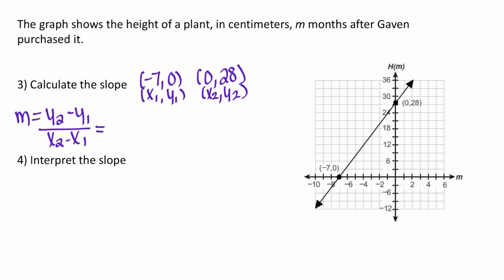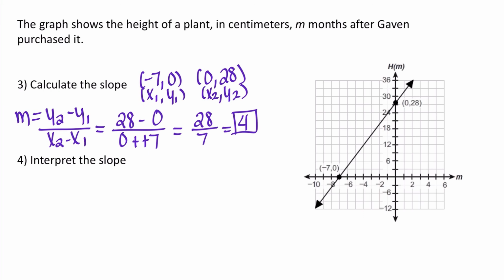So let's plug in. y2 is 28 minus y1, which is 0. That's over x2, which is 0, minus x1, which is negative 7. So 28 minus 0 is 28. 0 minus negative 7 will be 0 plus 7, which is 7. So that equals a slope of 4.